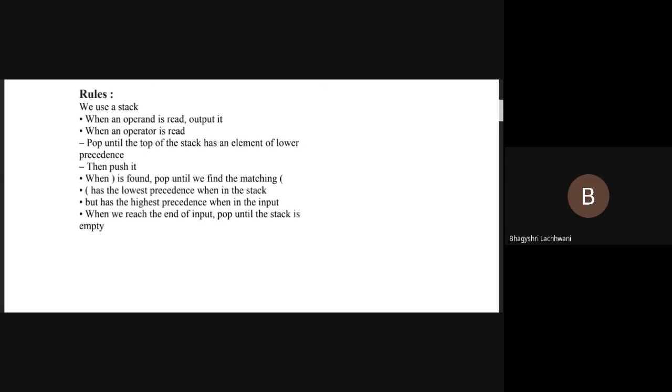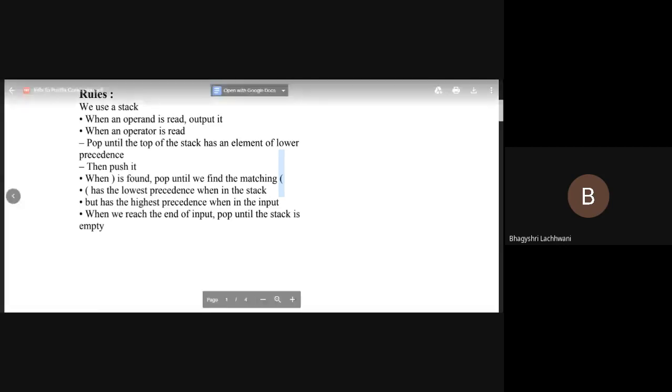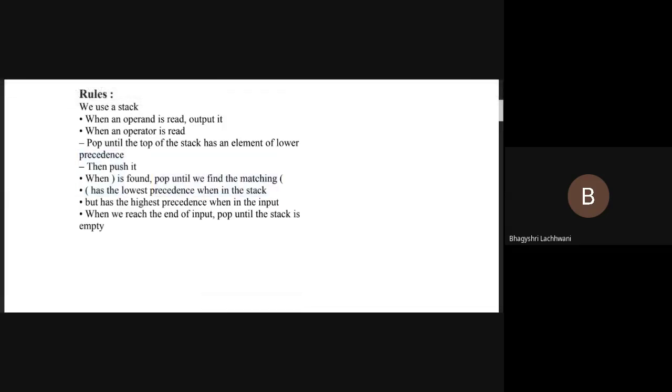Two basic operations we will perform: push and pop. Push means you will insert an item into the stack, and pop means you will discard the item from the stack. When you find a closing bracket, pop until you find the matching starting bracket. That means whenever you find the closing bracket, you have to pop all the elements till you find the next upcoming starting bracket. Always remember, a starting bracket has the lower precedence in the stack. Whenever you are going to start a bracket, it has the lower precedence.